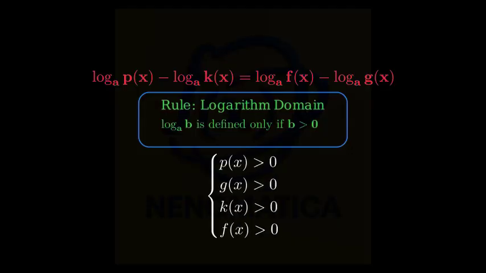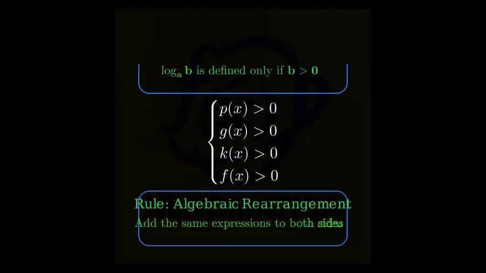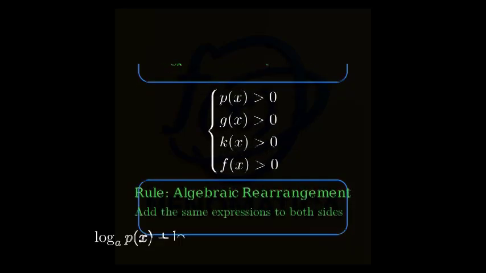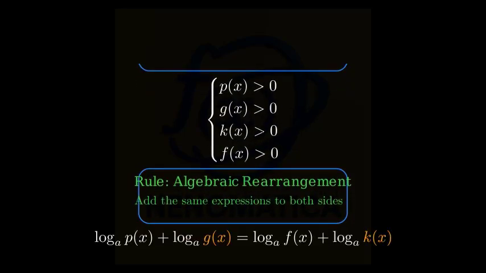Step 2. Rearrange the equation by adding terms to both sides. Move negative terms across the equality so they become positive. Add log base of g of x to the left side, and add log base of k of x to the right side. The equation becomes log base of p of x plus log base of g of x equals log base of f of x plus log base of k of x.